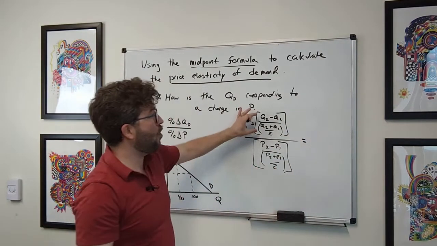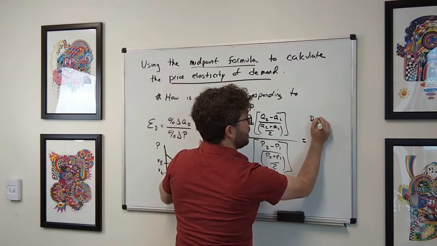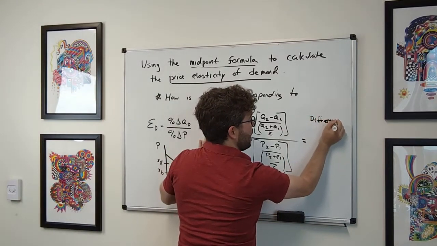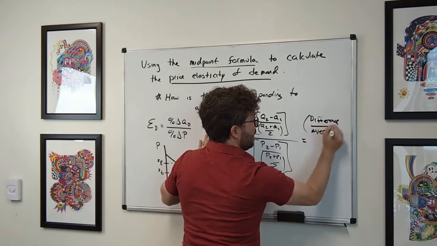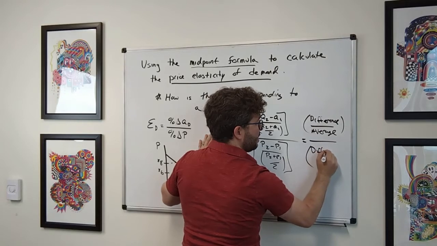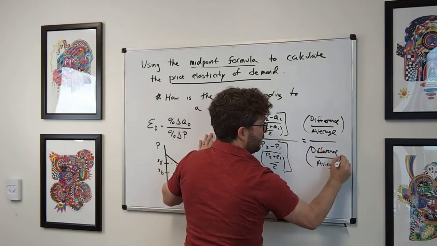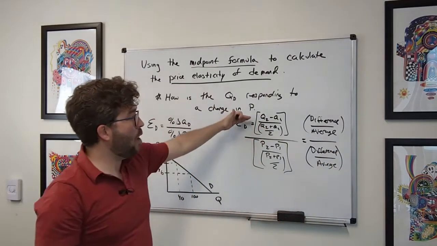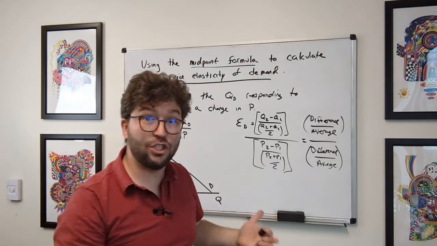Instead of thinking of all of these numbers I have to plug in, just think of it being the difference over the average on both the top and the bottom. Difference over the average. And I know quantity is on the top and price is on the bottom. So let's go ahead and just do that, okay?